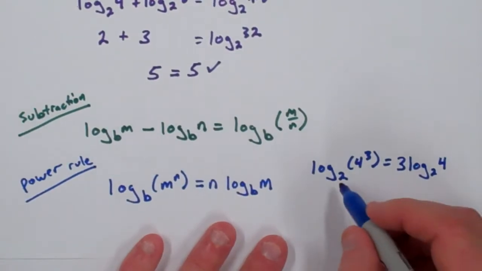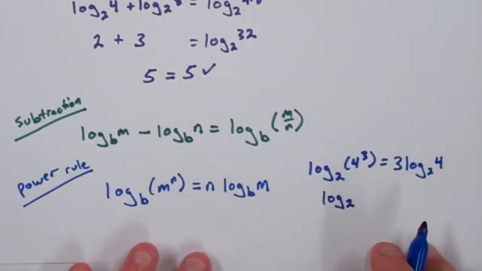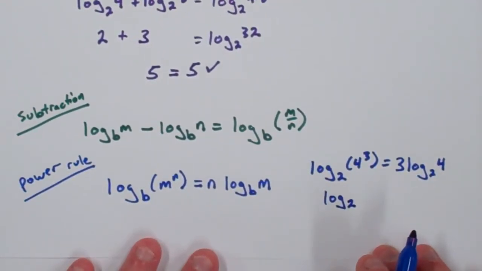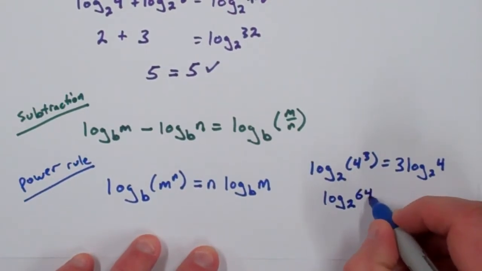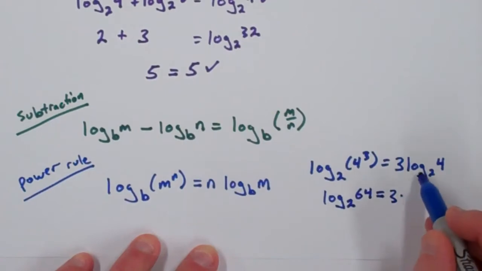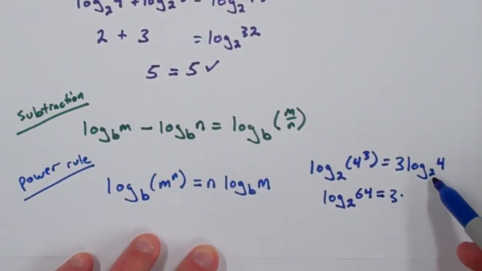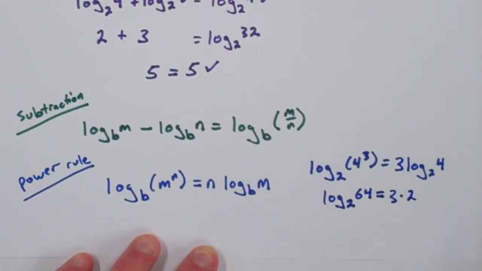Well, let's examine this a little bit. So we've got log base 2 of 4 to the third power. 4 to the third power is 4 times 4 times 4, which should be 64. And then on the right hand side, we've got 3 times log base 2 of 4. So 2 squared is 4. The log base 2 of 4 is equal to 2.